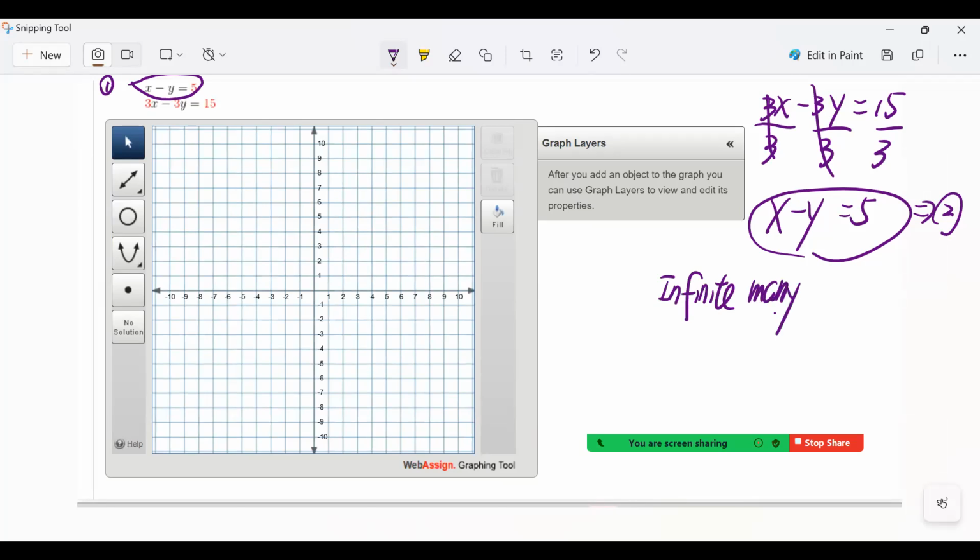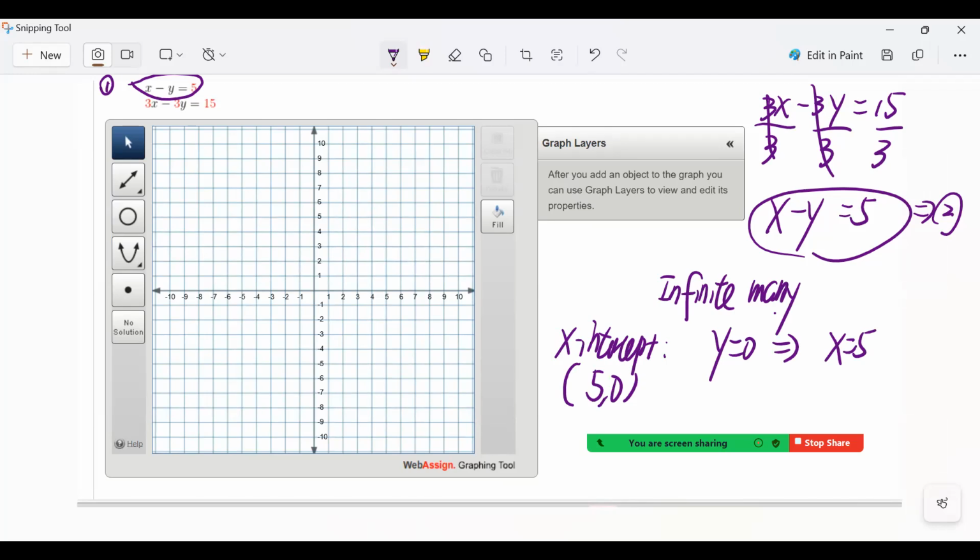So how do we graph the first equation? Let's say you're using the x, y intercepts, right? We take this out and find the x-intercept by setting y equal to 0, then x equals 5. So the x-intercept is (5, 0).